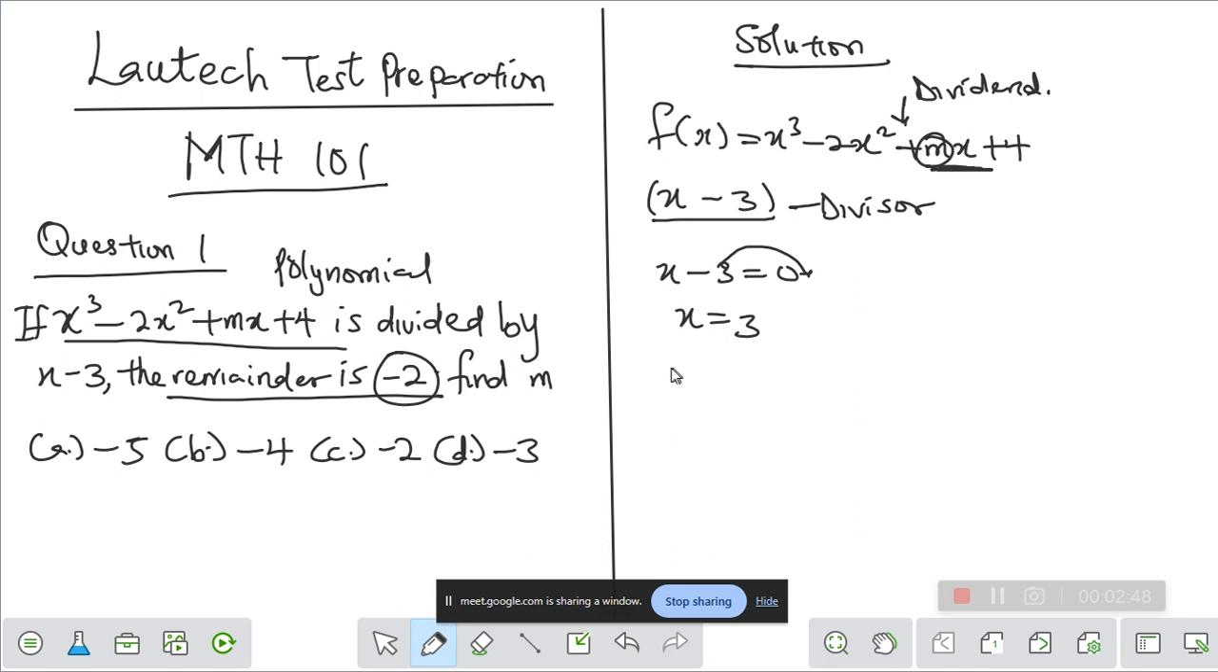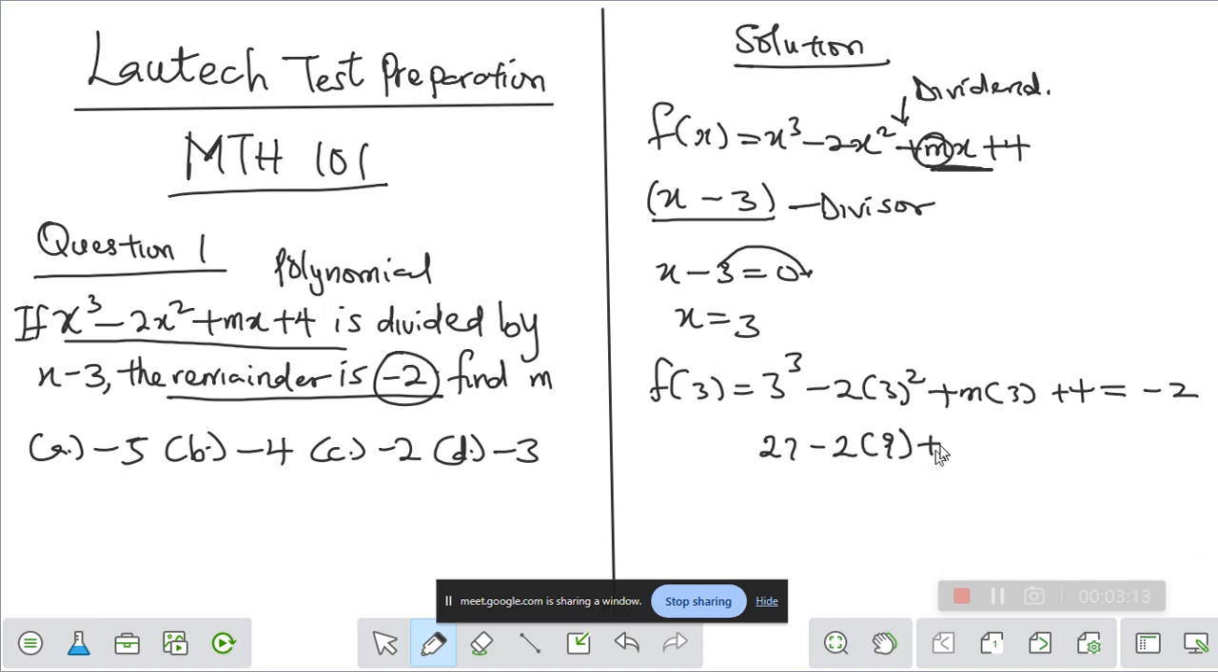It will now be f of 3, which is 3 cube minus 2 into 3 squared plus m times 3 plus 4, equals minus 2. So 3 raised to power 3 is 3 times 3 times 3, that will be 27, minus 2 times 3 squared is 9, so minus 18, plus m times 3 is 3m, plus 4, is equals to minus 2.